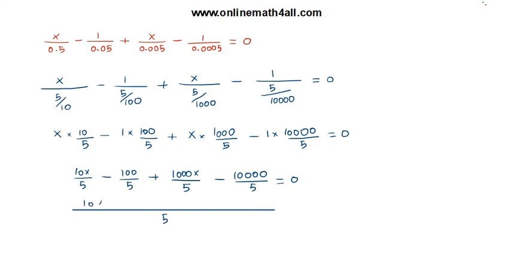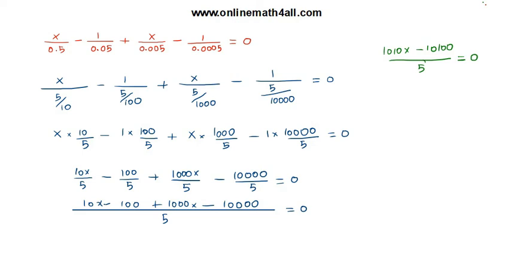So 10x minus 100 plus 1000x minus 10,000 is equal to 0. Okay, now we can combine the like terms in the numerator. 10x plus 1000x will be 1010x, and minus 100 minus 10,000 will be minus 10,100, over 5 is equal to 0.